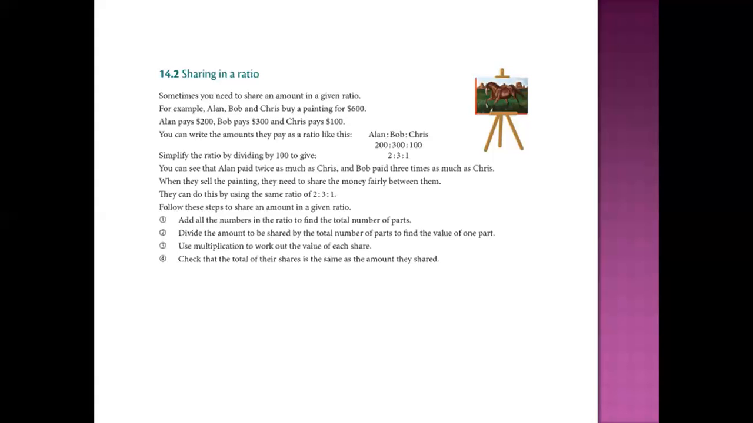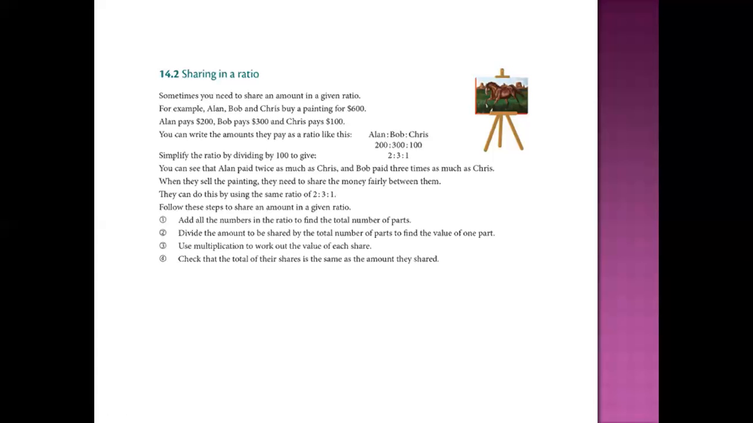How many members do we have? How many students? Three. Exactly, yes. Alan, Bob, and Chris, and they buy a painting for $600. Maybe you can say we divide $600 by 3 and we get $200. Am I right? For each person, we will take $200. But sometimes it will be different.